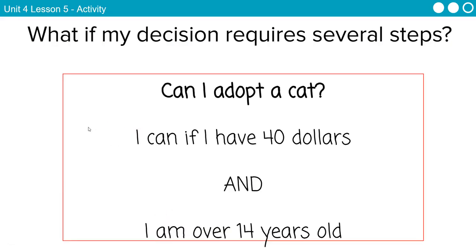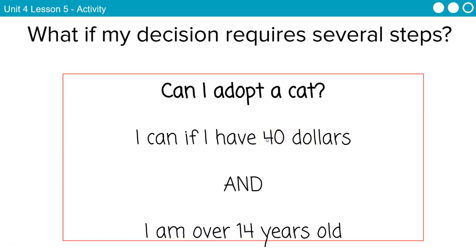What we can do is make multiple decisions at one time, right? So this one's saying, can I adopt a cat? But this time there are 2 things that are going to have to be true for me to be able to adopt a cat. So we're saying I can adopt a cat if I have $40 and I am over 14 years of age. And one thing I want to point out is you have to read these pretty carefully, because this first one, I can if I have $40.